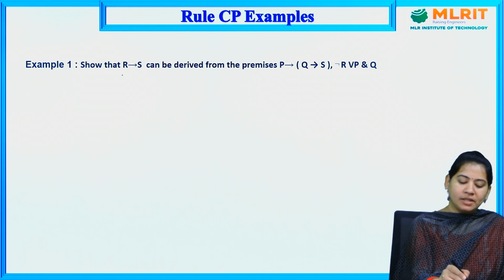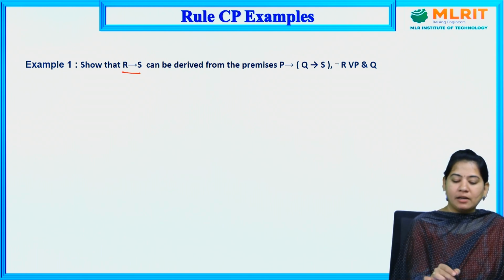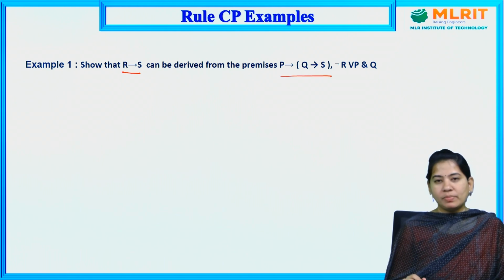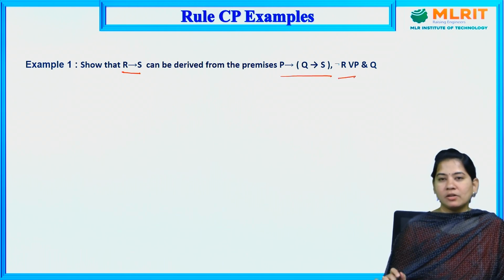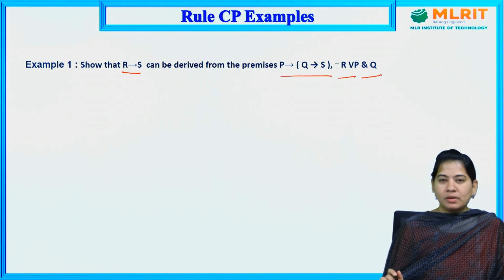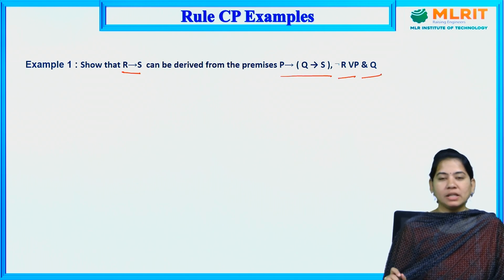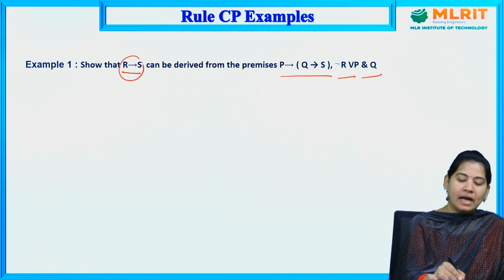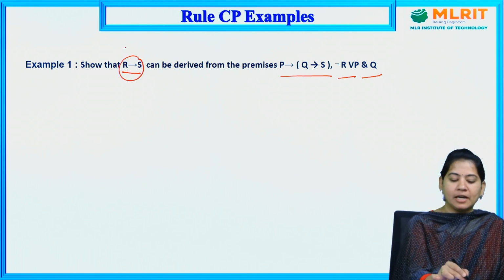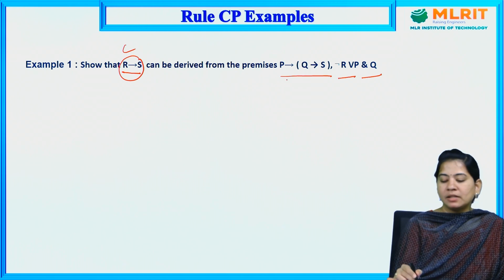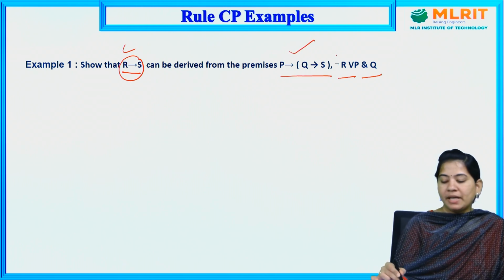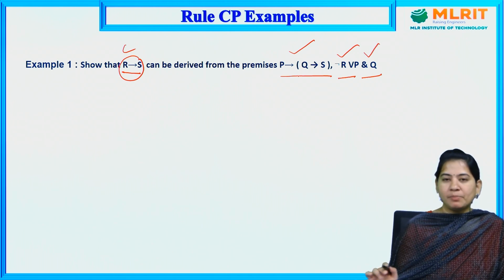The question is: show that R implies S can be derived from the premises P implies Q implies S, negation R or P, and Q. First of all, we need to understand what the conclusion is and what the given premises are. Here, R implies S is the conclusion, and the given premises are P implies Q implies S, negation R or P, and also Q. These are the three premises given.